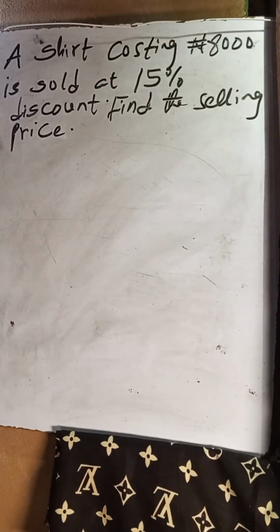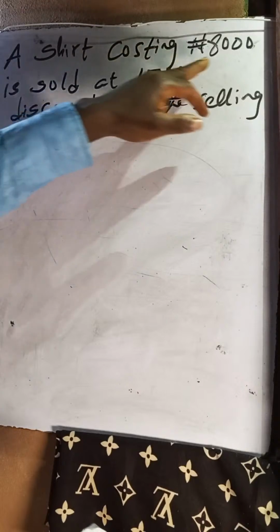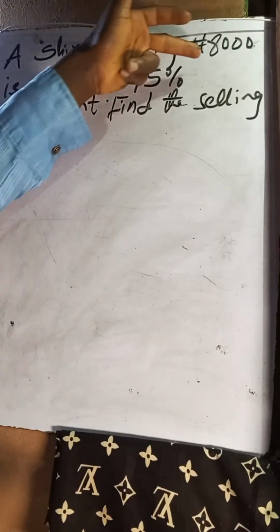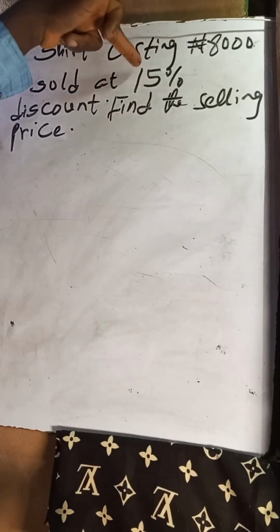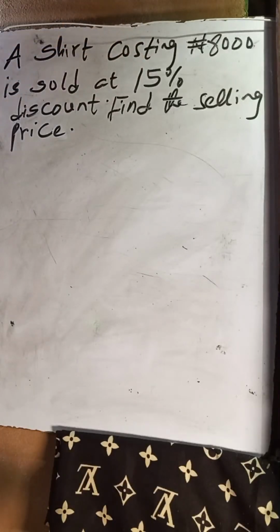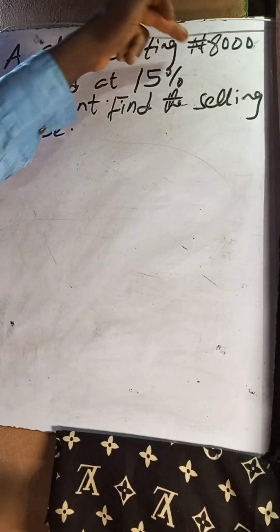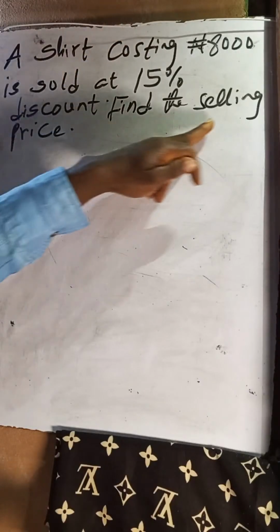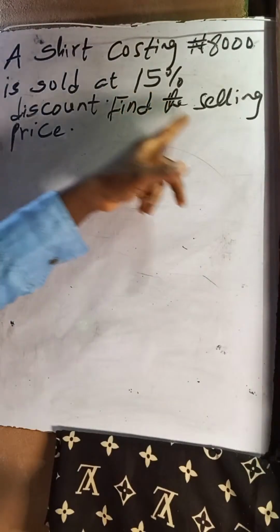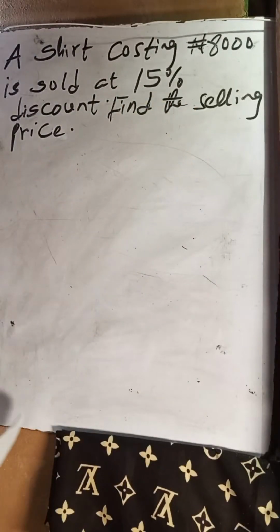I'm going to buy a shirt now. I was supposed to originally pay 8,000 naira, but the seller said that I'm not to pay 8,000 naira, and that I'm going to take away 15% less than the 100% of this price. Now, how much am I going to pay? How much will the shirt be sold to me? That is what we are looking for.